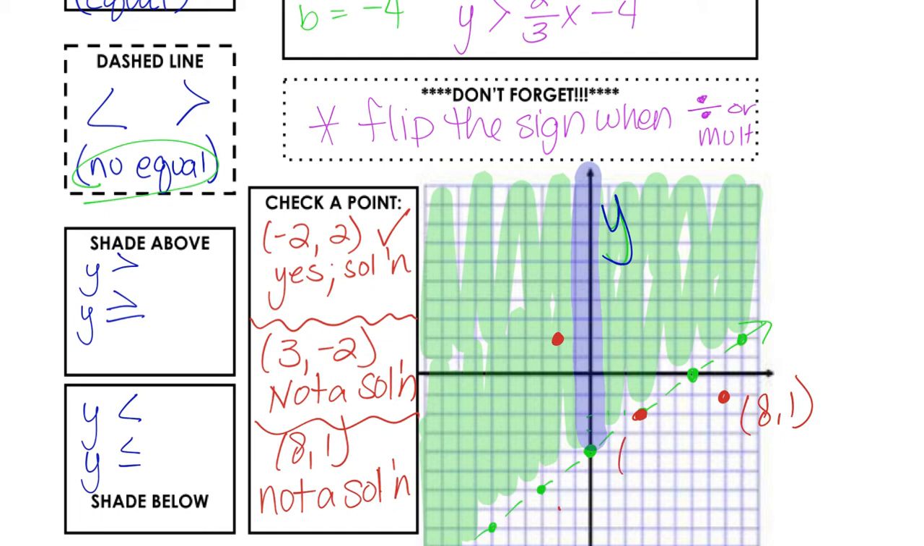So this would be right here. This would be 3, -2. And then this one would, of course, be -2, 2. So this shows us where our solutions lie. They are either on a solid line or in the shaded region.